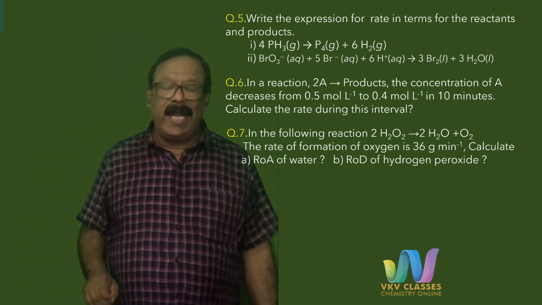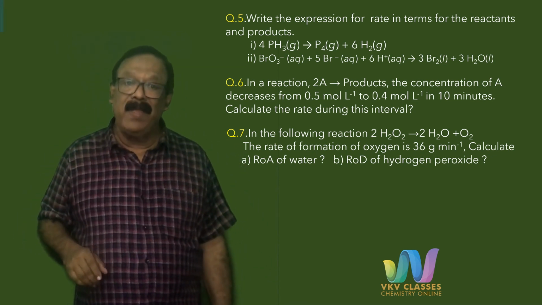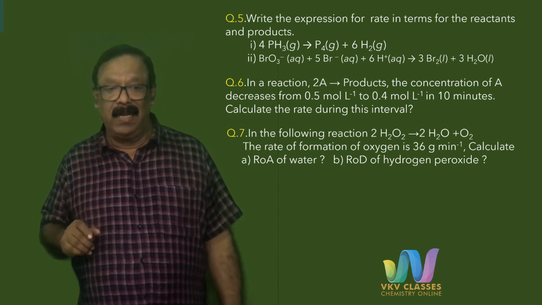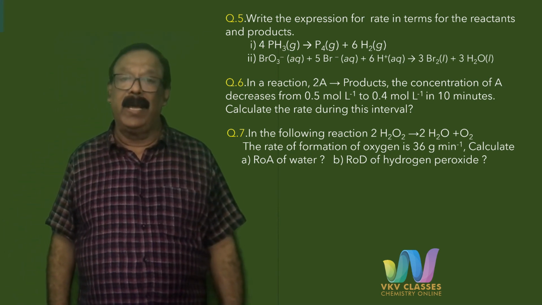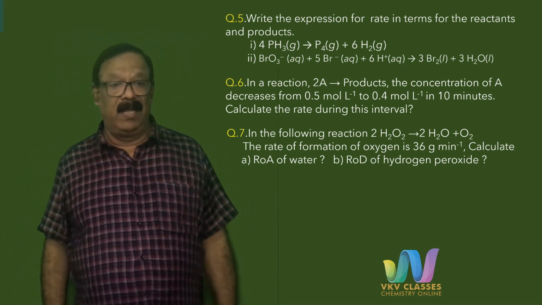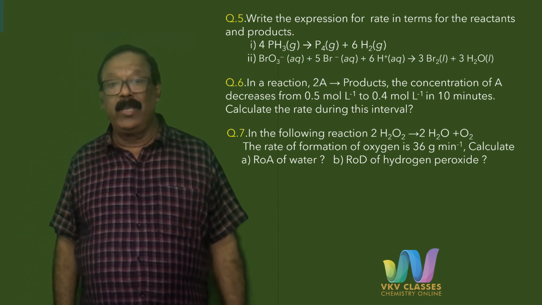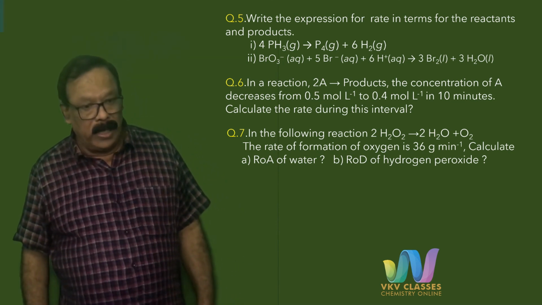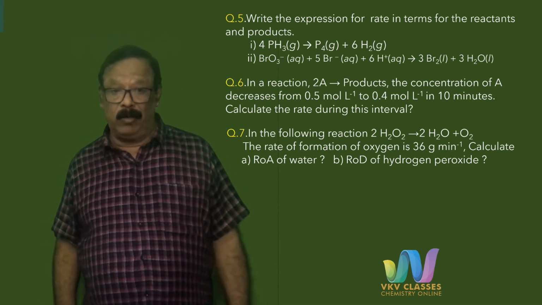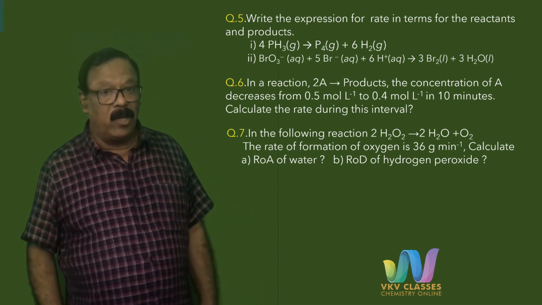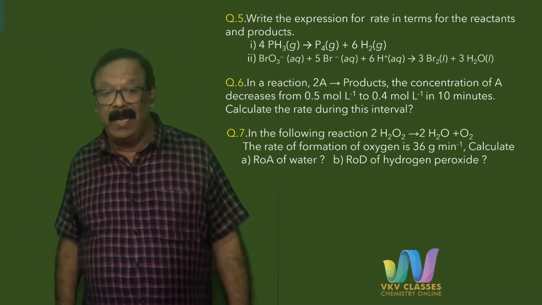Next one, in a reaction 2A giving products, the concentration of A decreases from 0.5 mole per liter to 0.4 mole per liter in 10 minutes. Calculate the rate during this interval. The last one, the following reaction 2H2O2 giving 2H2O plus O2, the rate of formation of oxygen is 36 gram per minute. Calculate the rate of appearance of water, rate of disappearance of hydrogen peroxide.